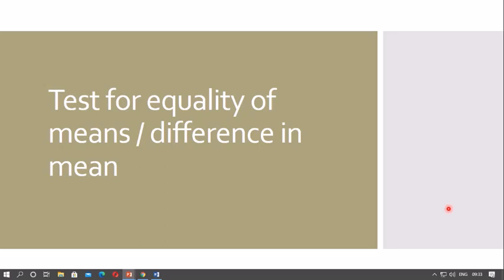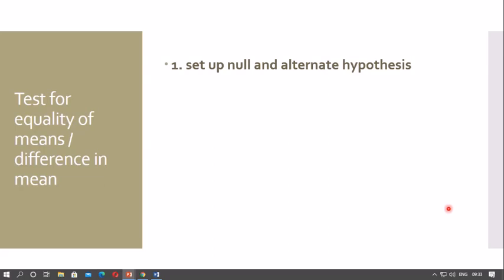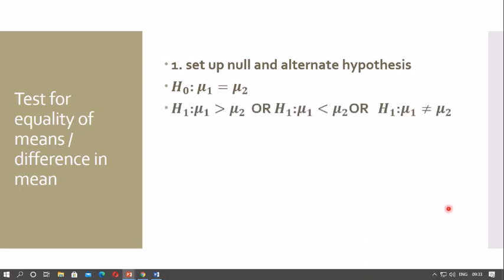Now we come to the second test, that is a test for equality of means or difference in mean. Now the procedure over here is also the same. First we have to set up the null and the alternative hypothesis. In this case, the null hypothesis H naught is mu 1 equal to mu 2. The alternative hypotheses are given over here as H1: mu1 greater than mu2, H1: mu1 less than mu2, or H1: mu1 not equal to mu2. Now here also we have to fix a level of significance, and I fix it as alpha.